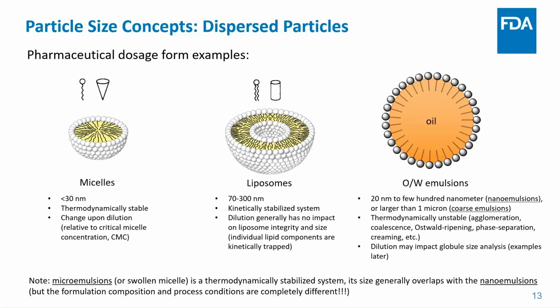different and strange. It's called microemulsion, and it's also called swollen micelle. It is a thermodynamically stabilized system. So its size generally overlaps with nanoemulsions, which is again few hundred nanometers to 1 micron. But the formulation process and the processing conditions are totally different. Indeed, last year we actually worked on one of these products, looking at determining if a product is an emulsion or a microemulsion. So it's a very interesting study.